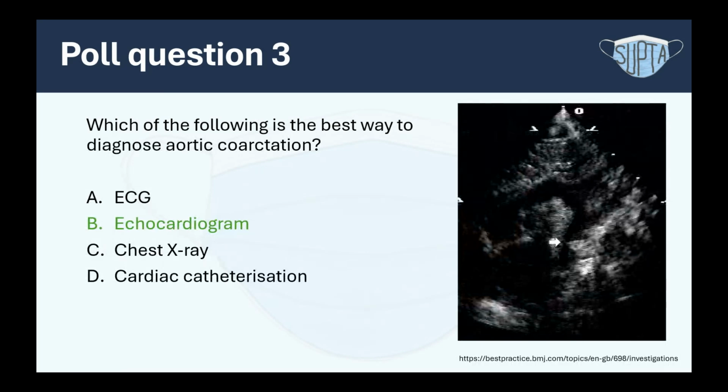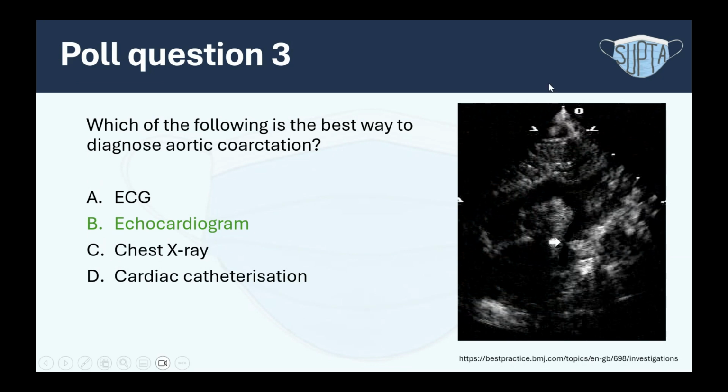This is going to be the best way, and it's actually going to help you visualize the structure of the heart. Unlike an ECG and a chest X-ray, which are not going to be able to really visualize the structure of the heart, and a cardiac catheterization is just quite invasive. So you probably wouldn't go with that as your first choice.